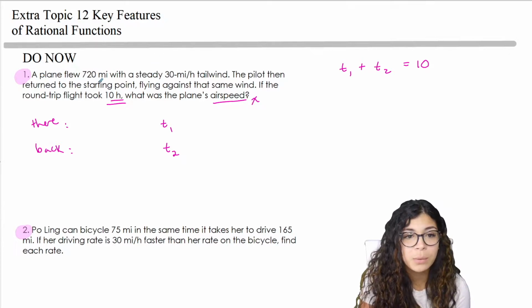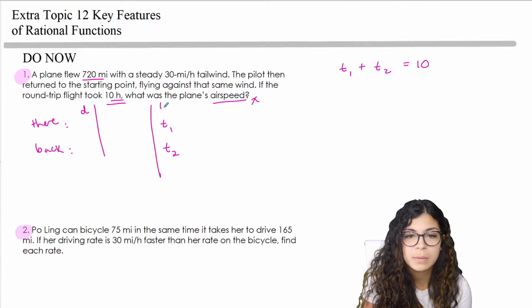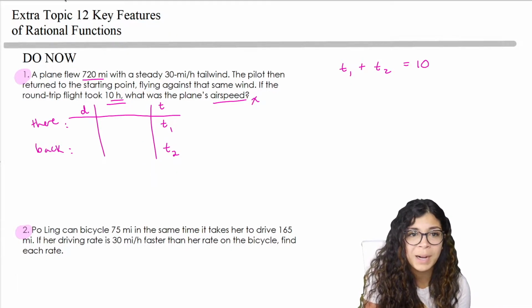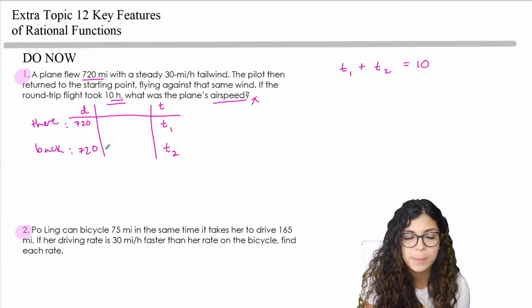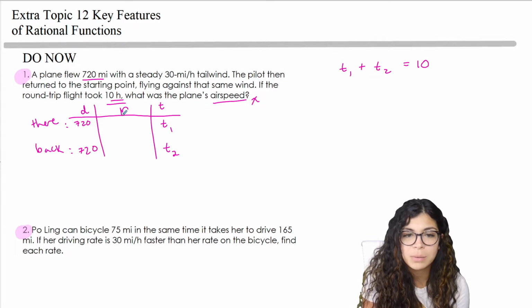The other thing that we know is that they flew 720 miles. The distance for both is the same. It doesn't matter whether you're going there or back. The distance to go there is 720 and the distance to come back is also 720. The next thing we have to talk about is the rate. How fast were we flying?